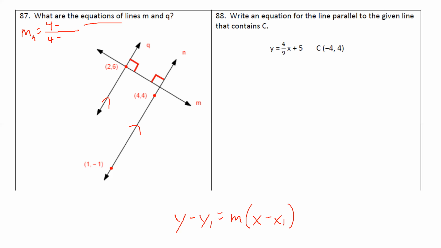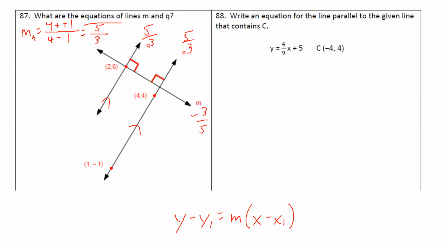So changing Y on top, changing X on bottom. The other one, we had 1 and a -1. So the Y value was -1, so that's going on top. X value was 1, that's going on bottom. 4 minus -1, well, that becomes plus a positive, so that's 5. And on bottom, 4 minus 1 is 3. So for slope N, we have a slope of 5/3. That means that the parallel line would have the same slope of 5/3, and the perpendicular line would have a slope of -3/5.